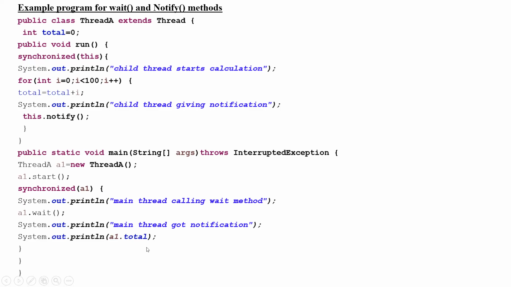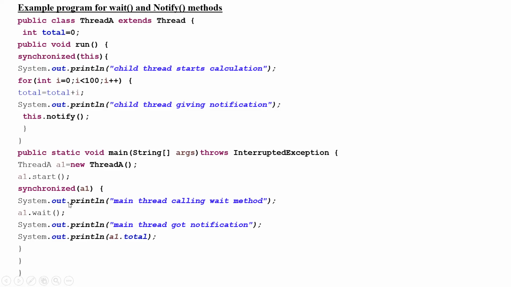Means your main thread should wait until completion of the calculation, right? First, the child thread should complete its calculation. What is the calculation? It should calculate the sum of the first 100 numbers. After completion of the calculation, only then can your main thread print. Until then, your main thread should wait.